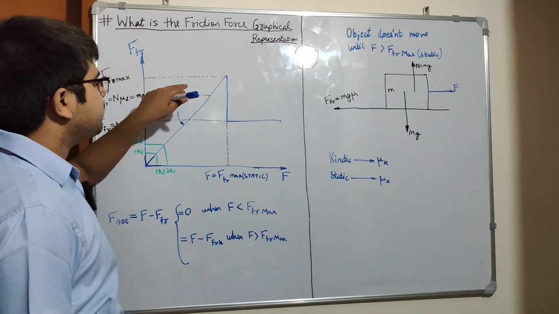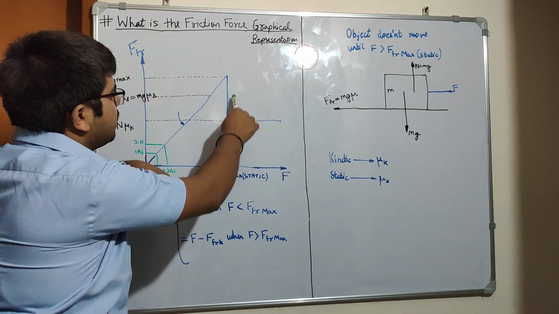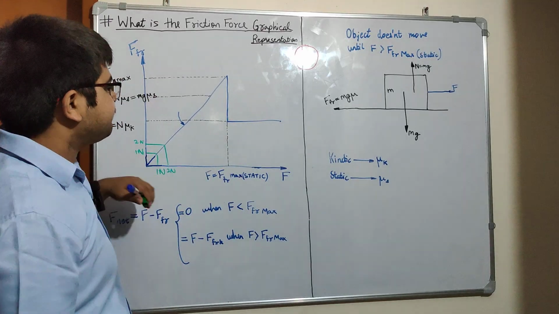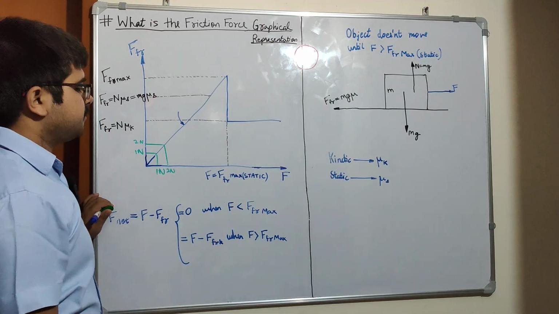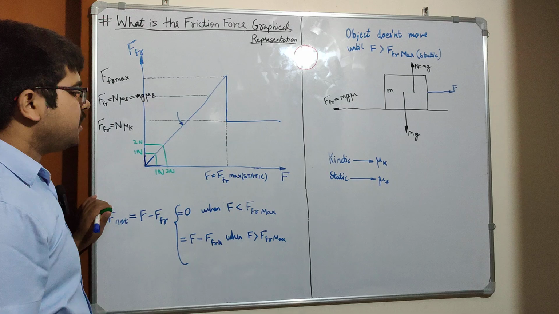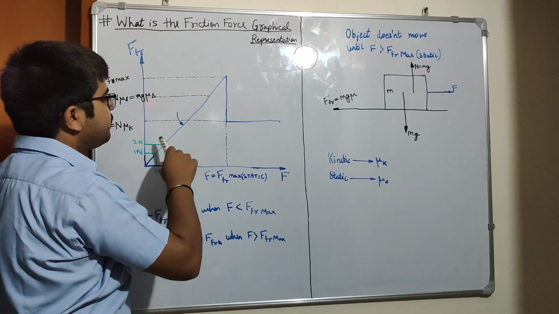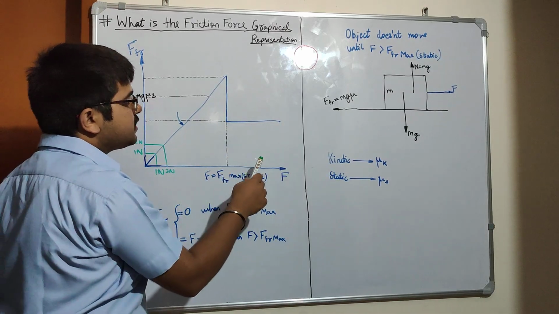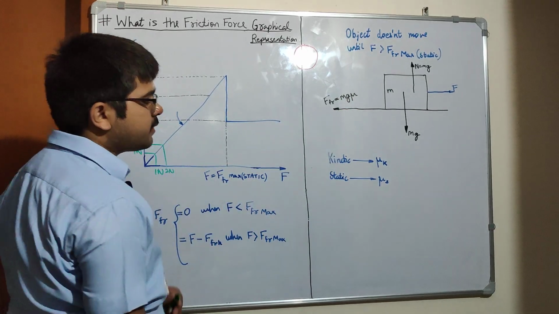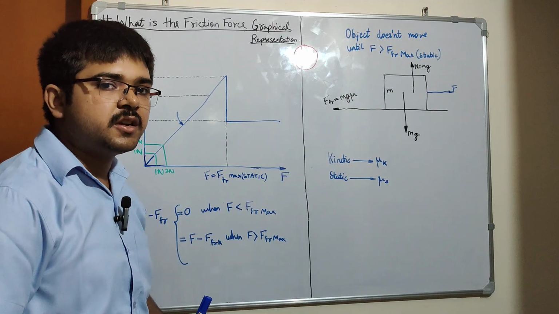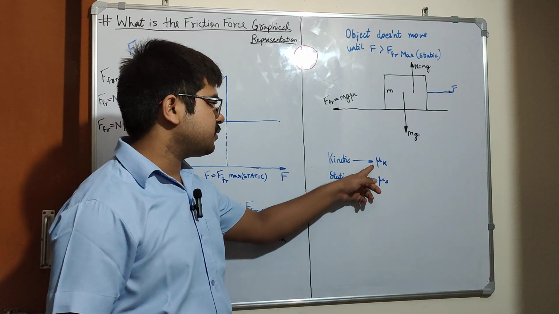At frictional force maximum, the frictional force will drop down and then go in a straight line like this. So when we are increasing the applied force in the kinetic case, the frictional force remains constant, and it equals mg nu k. So we have two types of friction: the static friction coefficient and the kinetic friction coefficient.